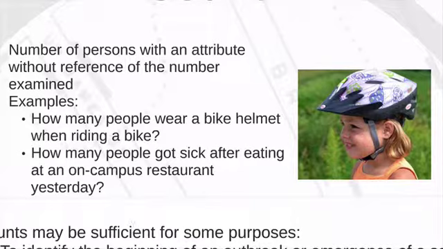Okay, complicated explanation. You're basically counting people. So you may go to a school and ask the kids how many of you wear a bike helmet when you ride a bike? Or you may be investigating whether there's a foodborne disease outbreak, and you figure out how many people got sick after eating at an on-campus restaurant. These are all counts. You're just going to end up with a number. Within a certain school, 500 kids said they wore a helmet. Or when you go to this restaurant on campus, 100 people said they were sick yesterday. Just a very simple number.